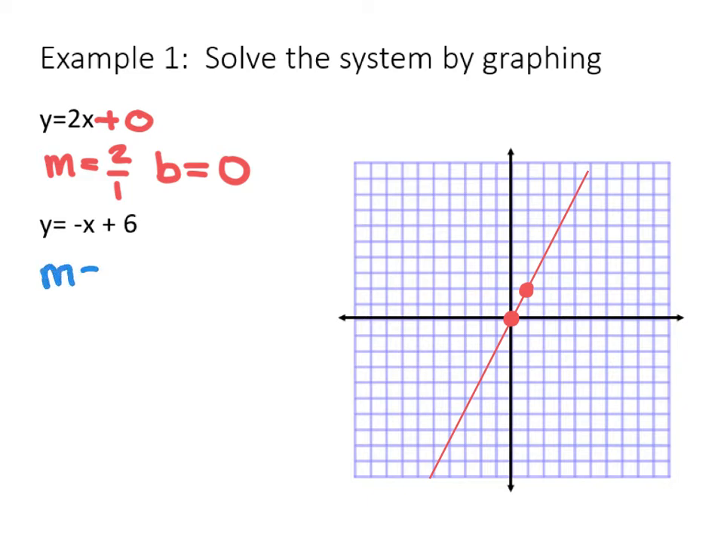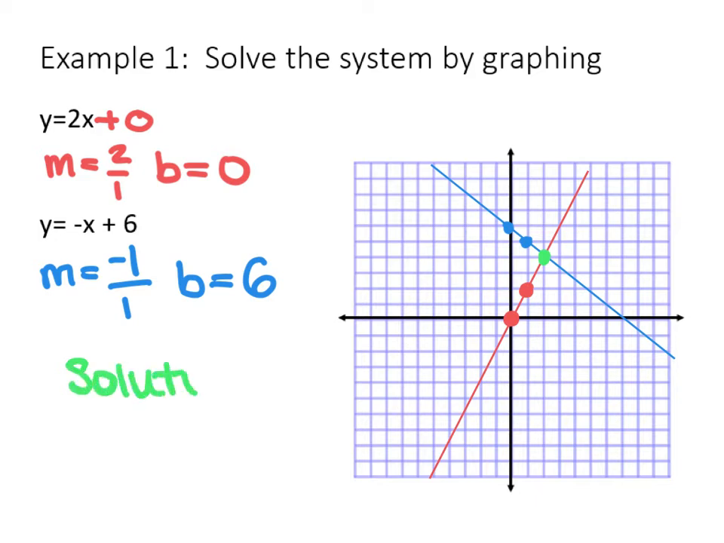So our slope is negative 1 over 1, and our y-intercept is 6. So I'm going to graph my point at 6 on the y-axis, graph another point using the slope, and then draw in the line. Now the intersection of these two lines is the solution to the system. So when you finish, in order to finish answering the question, you need to write the solution, and in this case our ordered pair would be 2 comma 4.